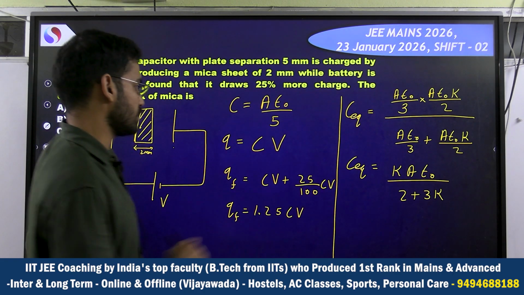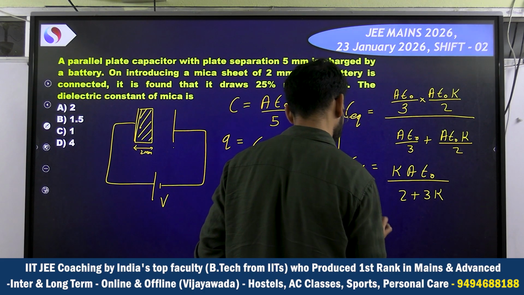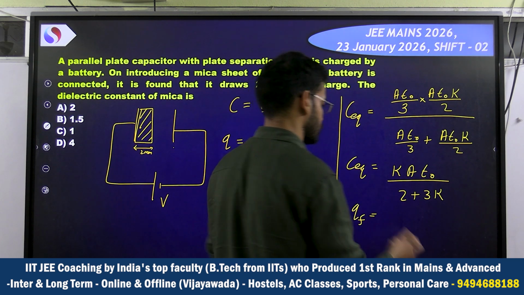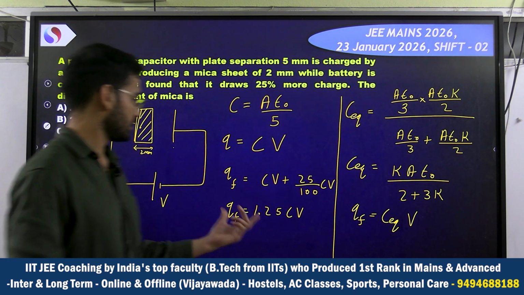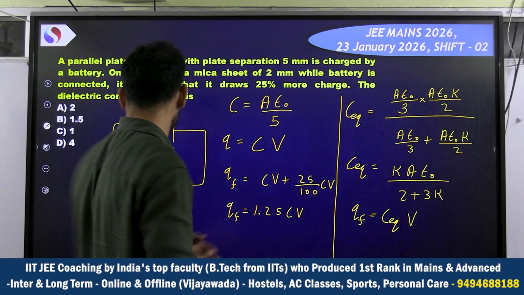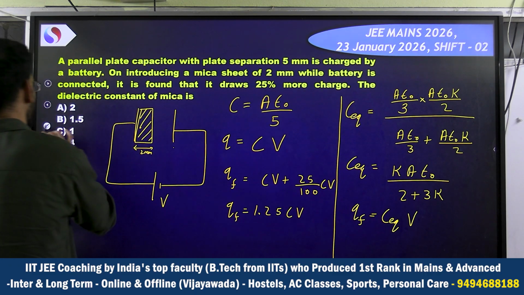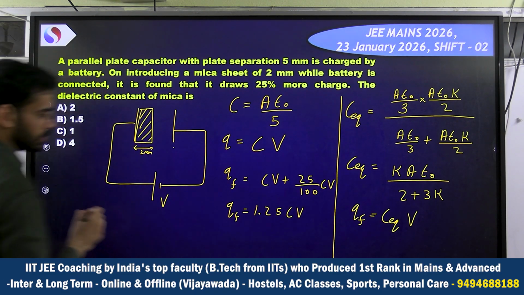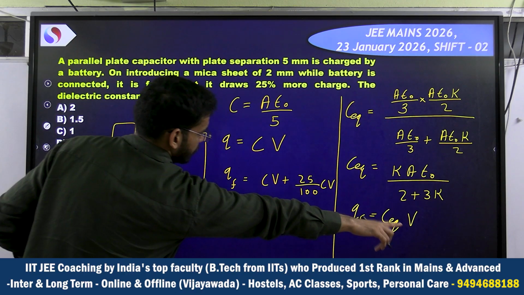So here you can say Q final. In terms of this C equivalent, what will you write down for Q final? You will say Q final is nothing but C equivalent into V. That's it, right? And here you are saying Q final is how much? 1.25 into CV, right? So just equate both of them. Let me change the pen. If you equate both of them, you will say 1.25 CV is equal to C equivalent into V, right?